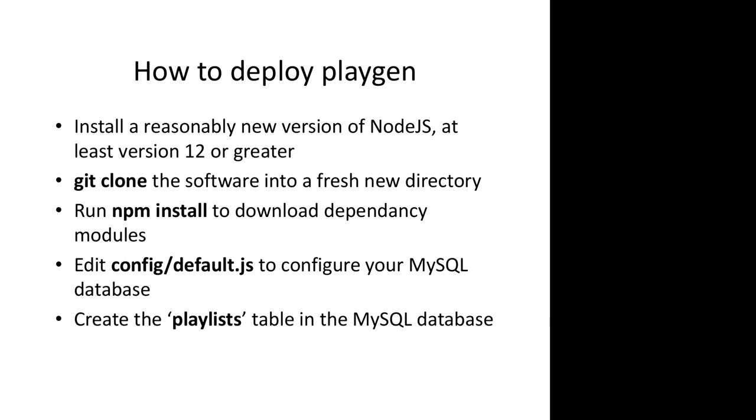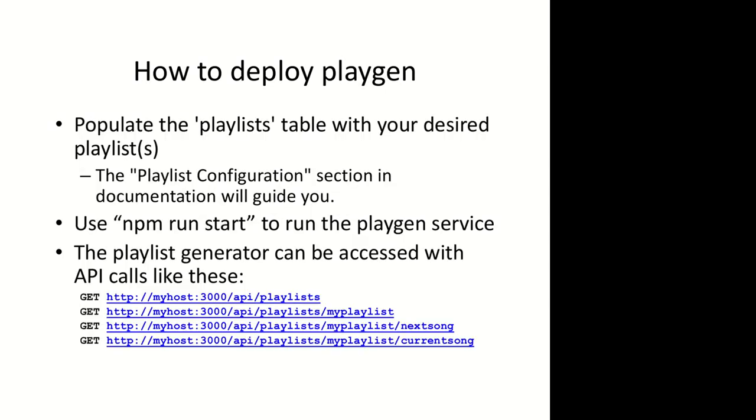And then you need to populate the playlists table in that database. And in this table, you'll set up the details about your playlist you wish to have. And again, in the online documentation, that's fully spelled out what you need to do. npm run start is a way that you can locally start your service running. And at that point, with playlists running, you can now make API calls like these examples that I've shown here.